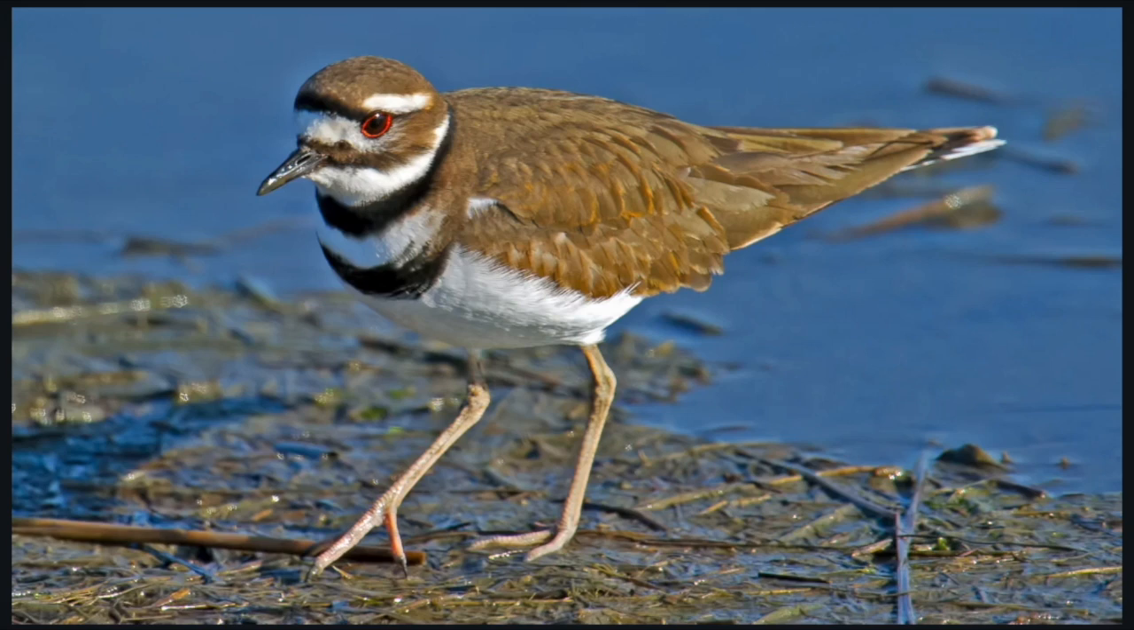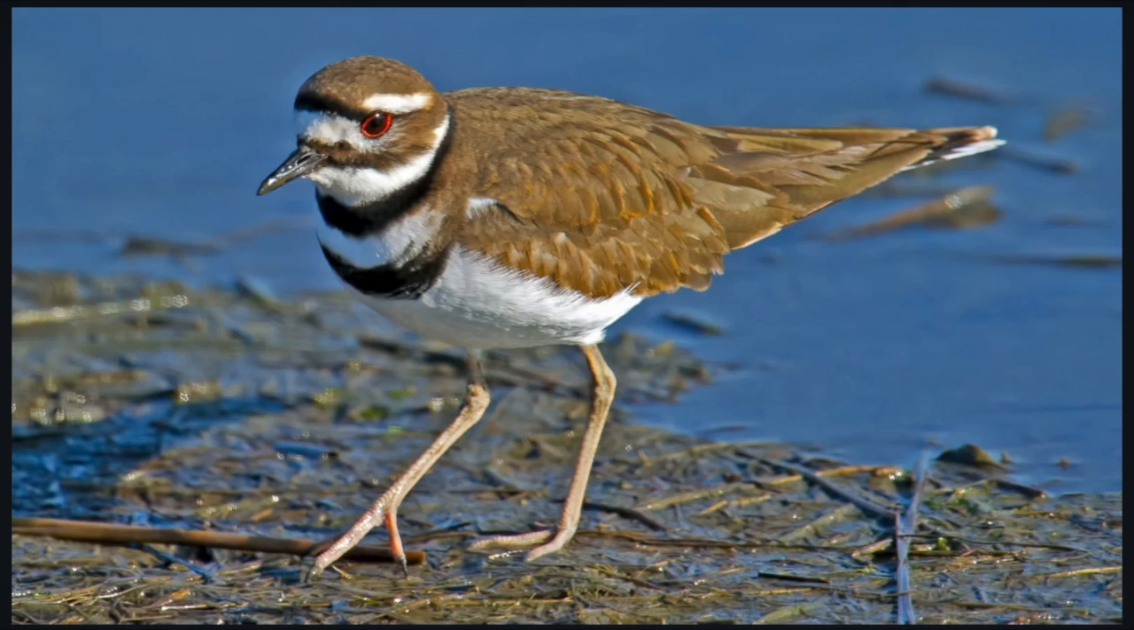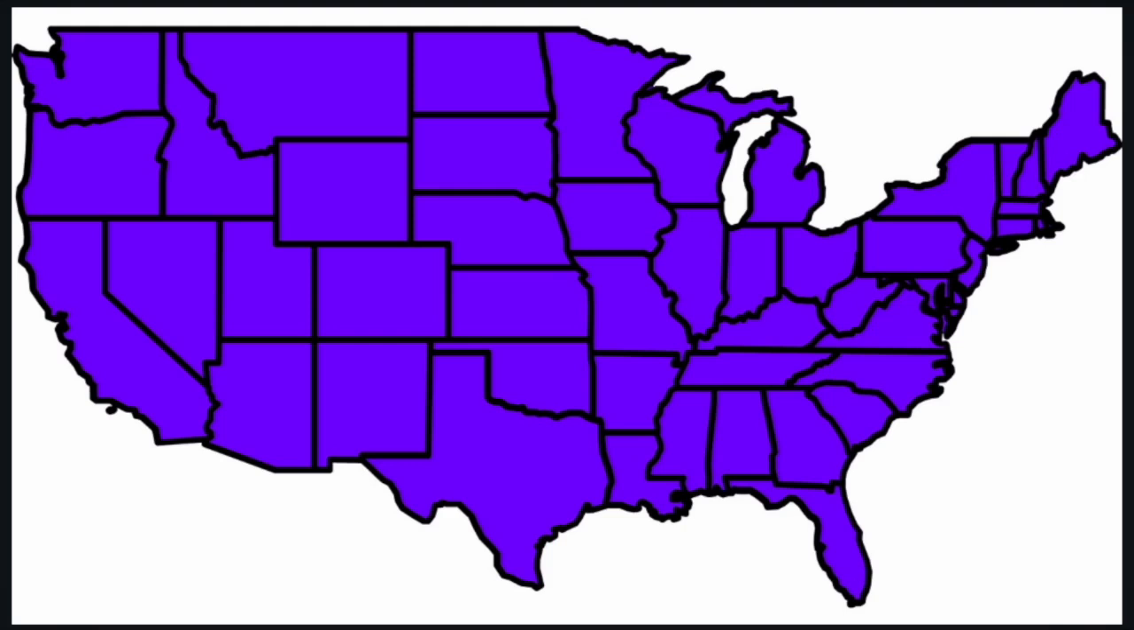Next one is the killdeer, and very common bird. Migrates a little bit during the summer, but most of the time stays put. Pretty distinctive, famous for its broken wing display if you get too close to a nest, and it's probably the most common shorebird across the whole country. Next is the rock pigeon. Very common in cities across all of North America. You could find these out in less built up areas, but they typically prefer cities as their go-to to live in.